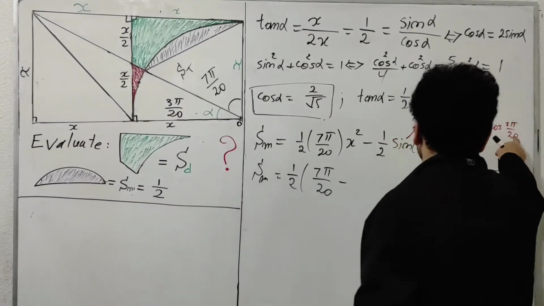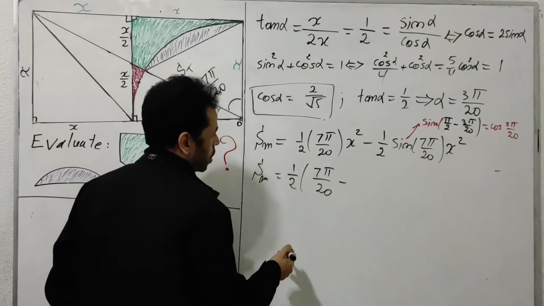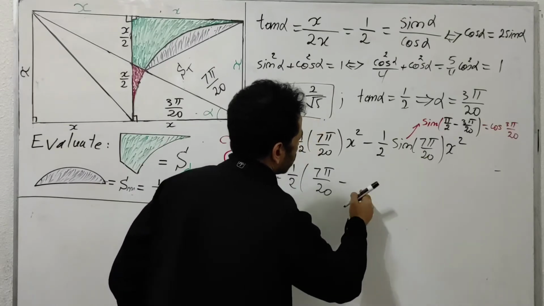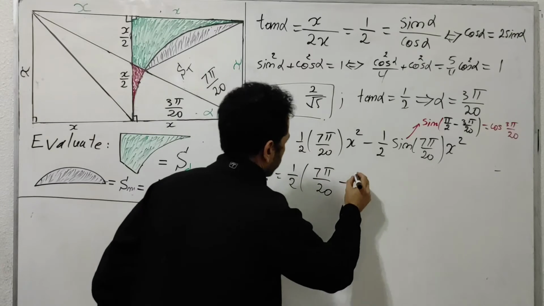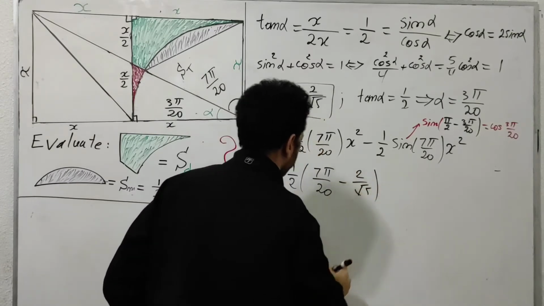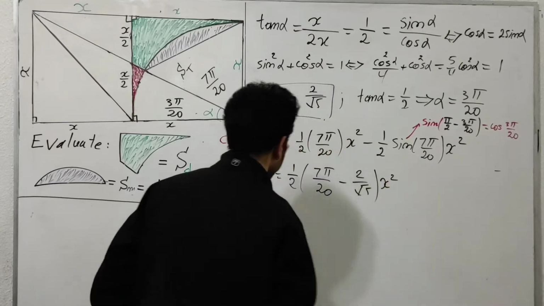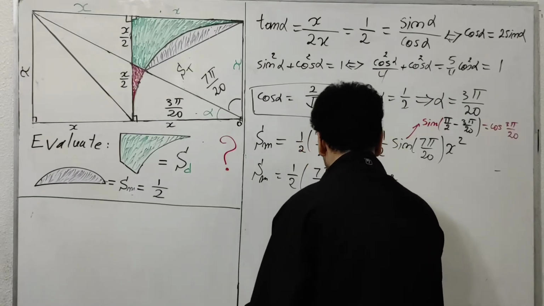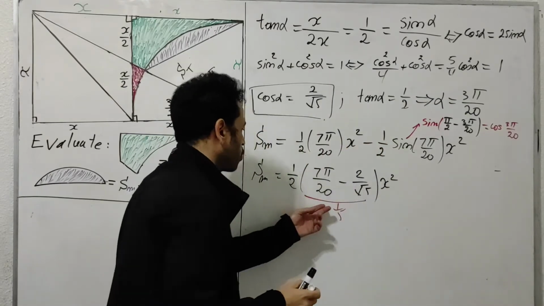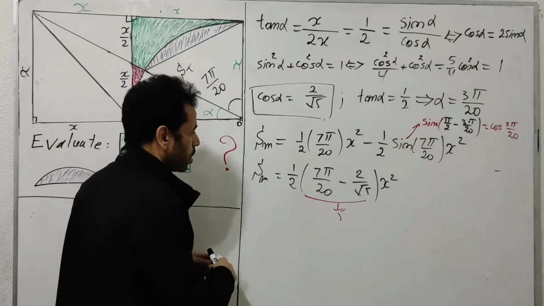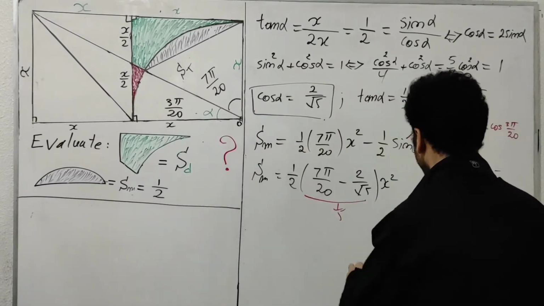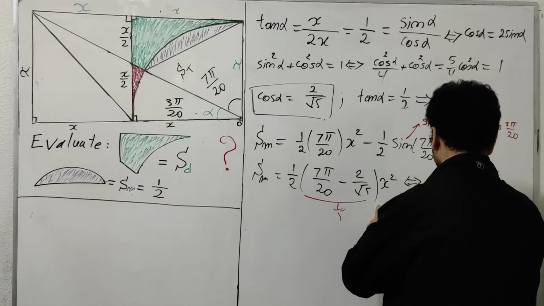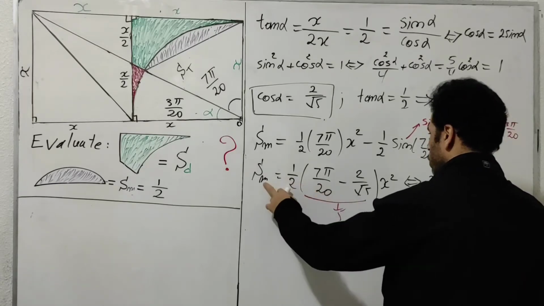Because this one is alpha, continuing with this expression, I have 7 pi over 20 minus cosine 3 pi over 20, which is 2 divided by square root of 5, multiplied by x squared. If you calculate this value, this is 1 over 5, giving us 0.2, and the whole thing gives you 1 over 10. In other words, x squared equals 10 times this area SM.